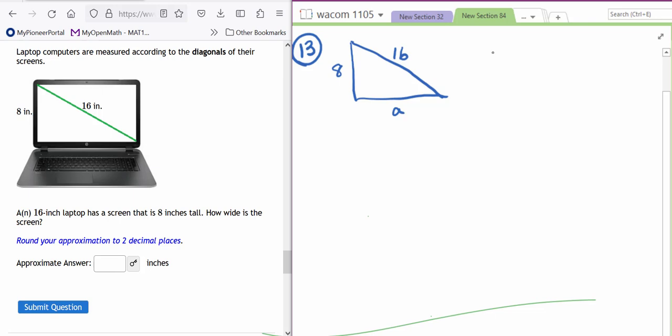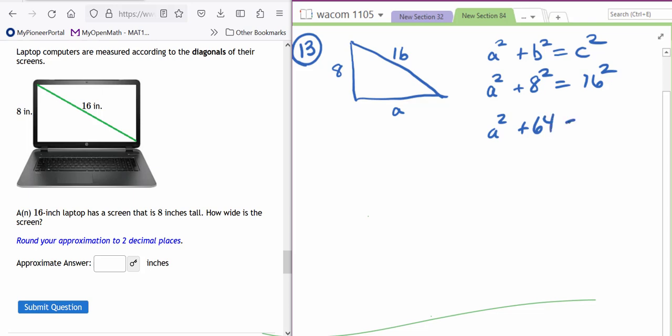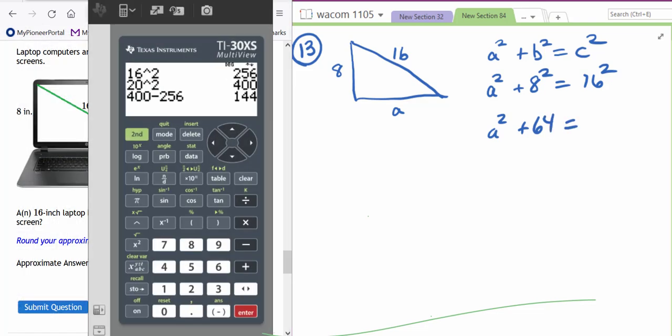So our theorem is a squared plus b squared equals c squared. So you have to know that theorem. The a we don't know. The b is 8, and c is 16. Squaring gives us 64 and 16 squared is 256. And that really is a very bad habit, what I just showed you, leaving all that stuff on your calculator. It's better to clear it. I'm going to subtract that 64.